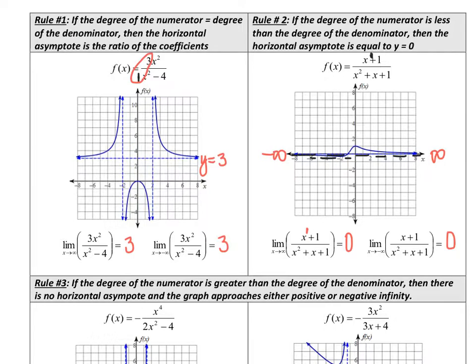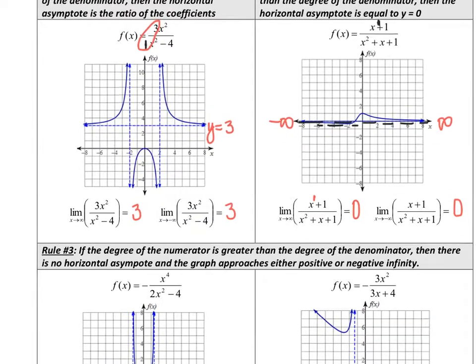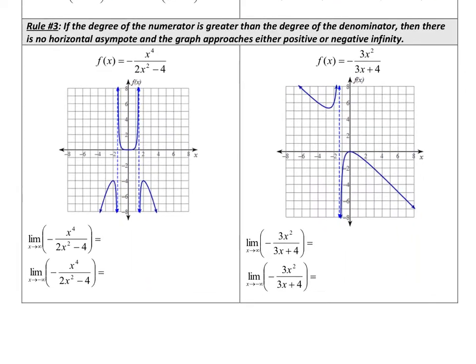All right, now let's talk about rule number 3. If the degree of the numerator is greater than the degree of the denominator, then there is no horizontal asymptote, and the graph will either approach positive or negative infinity. So we have a degree of the numerator being greater than the degree of the denominator. So if I want to take the limit as x approaches infinity and as x approaches negative infinity, I want to see where this graph heads.